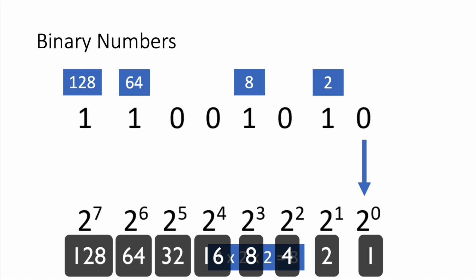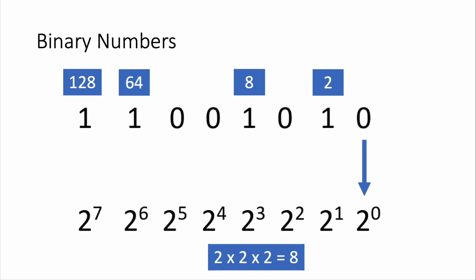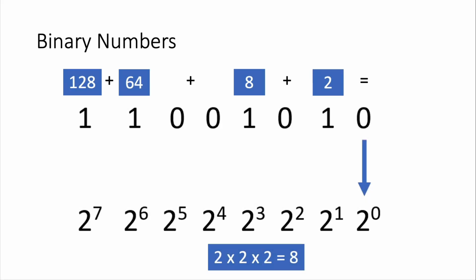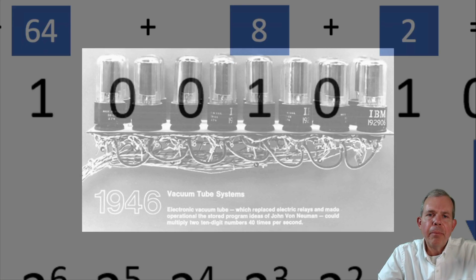To compute the answer here, we have to take all of the places and add them together. So 128 plus 64 plus 8 plus 2. If you add all those up, and if I did my math correctly, we come up with 202 as our number. So using place value is a way that we can calculate a number, even if it is not a base 10 system. So why did we pick a binary number system?